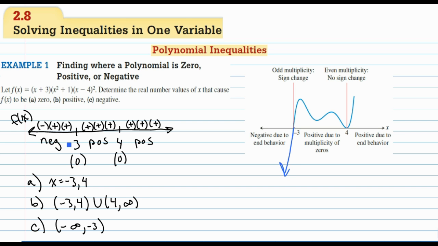Then negative 3 makes the function 0. Now, between negative 3 and 4, the y values are positive, above the x-axis. Then, at 4, we hit 0, but then the values stay positive after 4, which creates this bouncing off effect. The y values are above the x-axis, go down to 0, and then stay above the x-axis. So that's a vague sketch of what that polynomial would look like, and we didn't use our calculator at all.